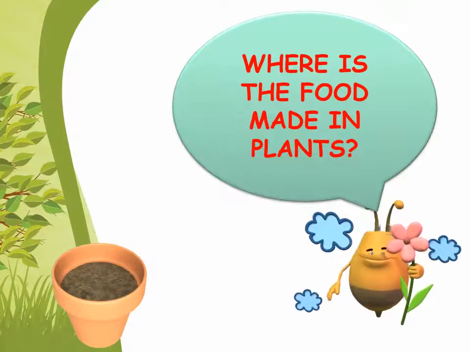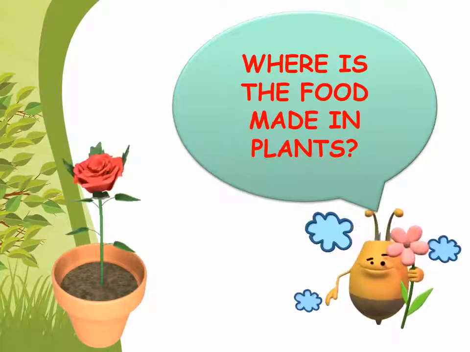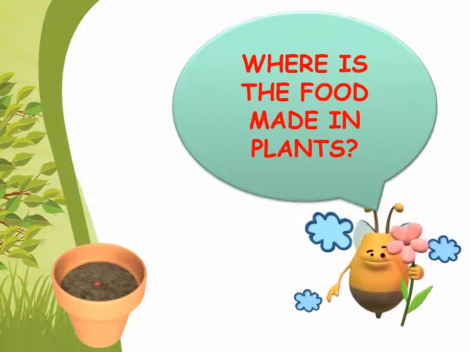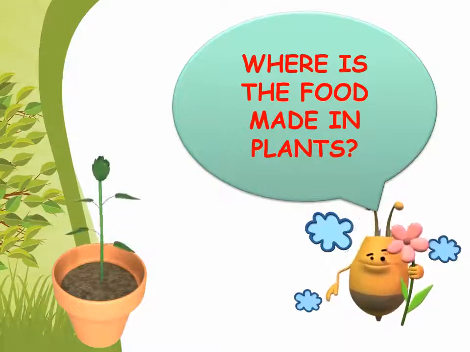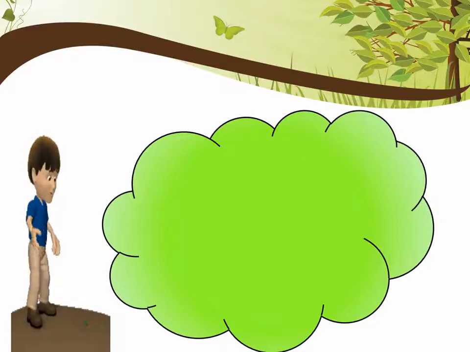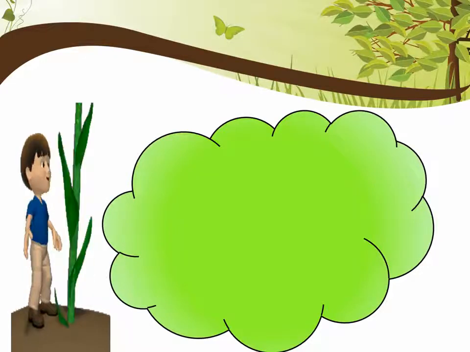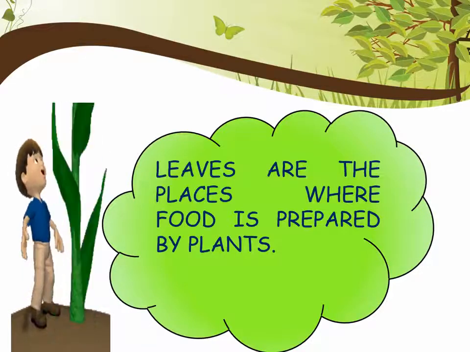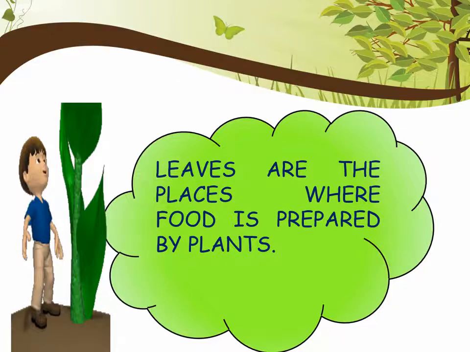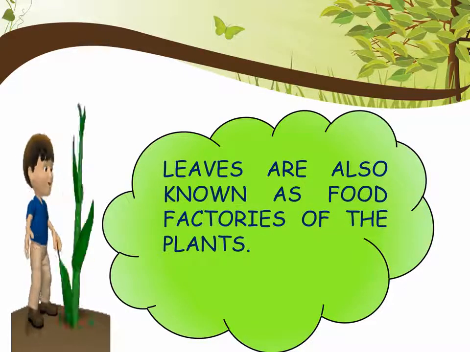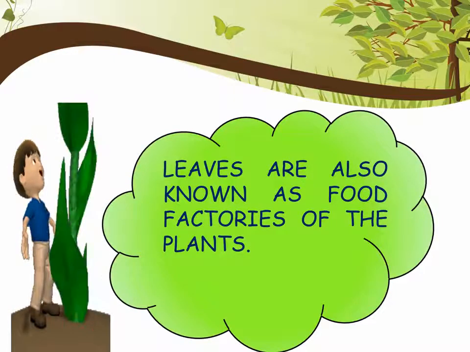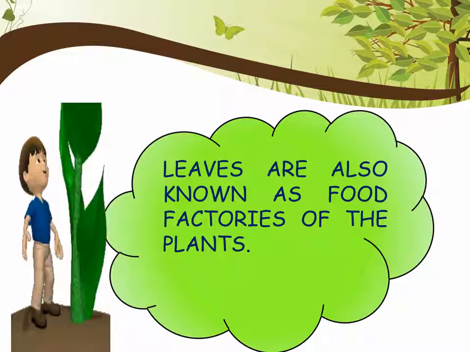Do you have any idea where the food factories of plants are located? I mean, where is the food made in plants? Leaves are the places where food is prepared. Dear students, leaves are also called the food factories of the plants.